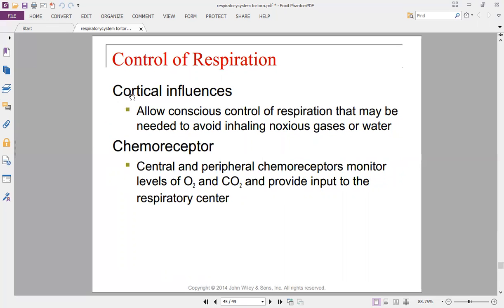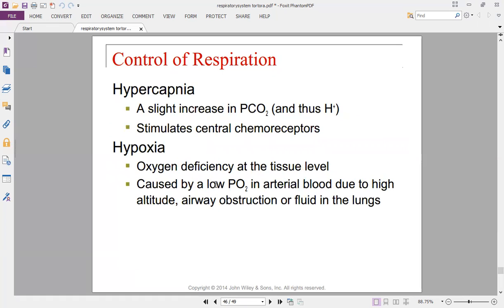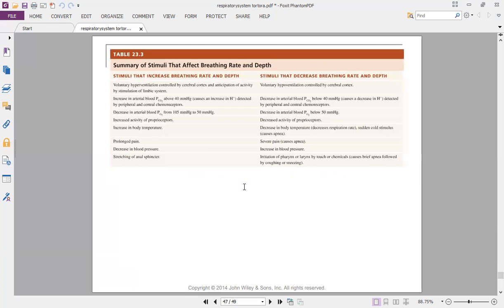The control of respiration also involves cortical influence, which means you can take conscious actions. For example, you can just decide to hold your breathing, and there are chemoreceptors in your peripheral body. They constantly monitor the amount of oxygen and carbon dioxide, and they send this input to your brain. Hypercapnia is a slight increase in PCO2 and hence the H plus, where it stimulates the central chemoreceptor, and hypoxia is the deficiency of oxygen at the tissue level caused by low oxygen in the blood.